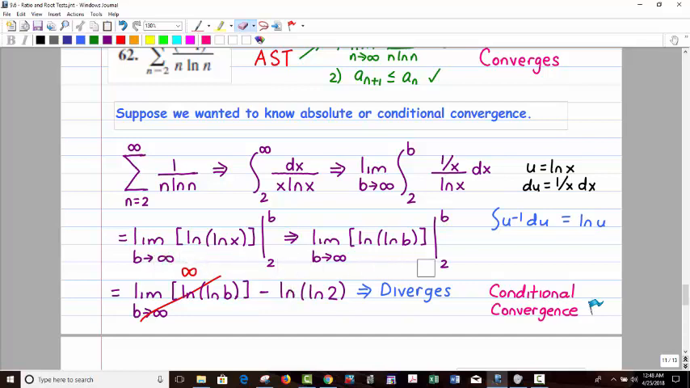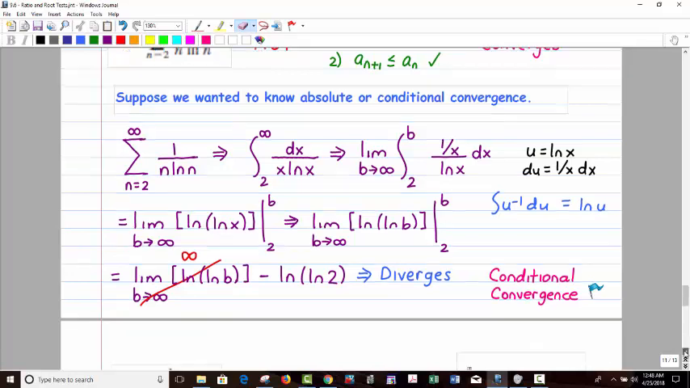Like here, for the 2, you're just plugging the 2 in there, so you get ln of 2. That's, of course, a real number. But it's what's happening here, whether or not this is going to converge or not. And ln of b will go to infinity as b goes to infinity. Granted, it moves very, very slowly, but it will go to infinity, so therefore you have divergence, and that leads to conditional convergence, meaning it only converged with the -1. Otherwise, it diverged.